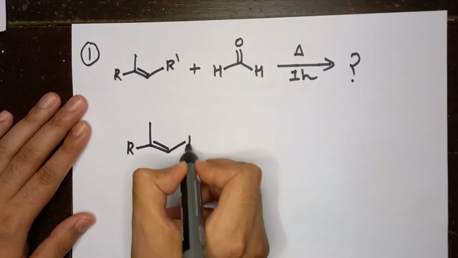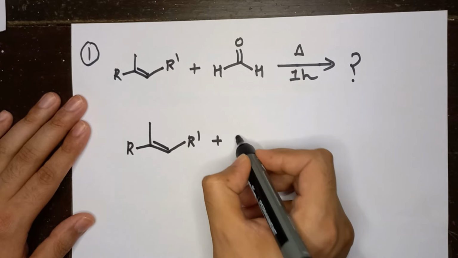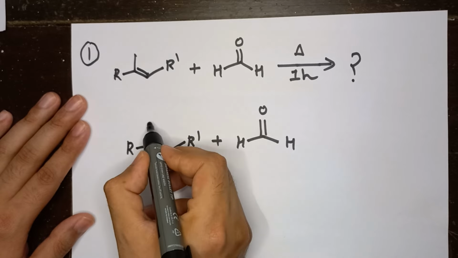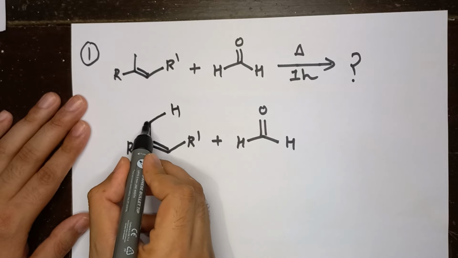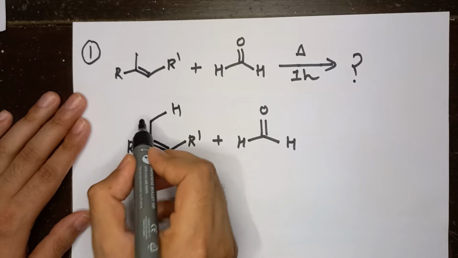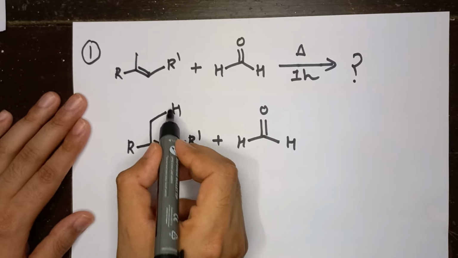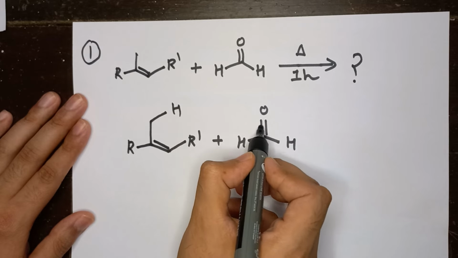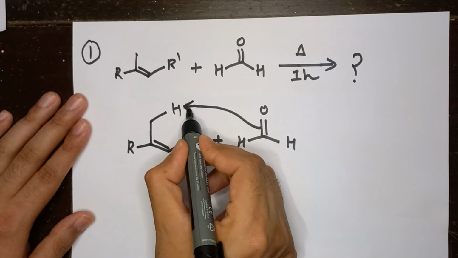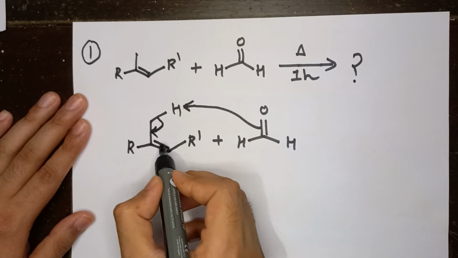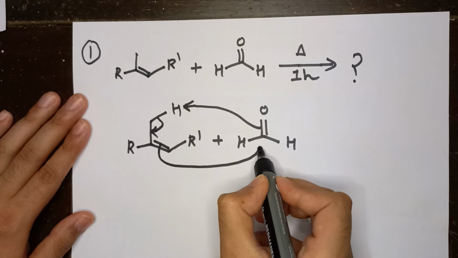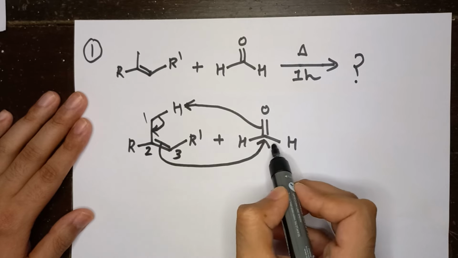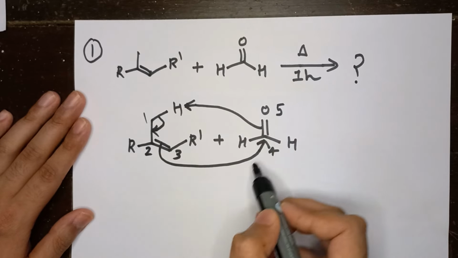This is my alkene and this is my formaldehyde. Here we have a hydrogen. This is my carbon adjacent to the alkene and this carbon is attached to hydrogen. So this double bond will now act as the ene. This will grab this proton. This bond will migrate here and this bond will get attached here. Let's number them: 1, 2, 3, 4, and this oxygen is 5.